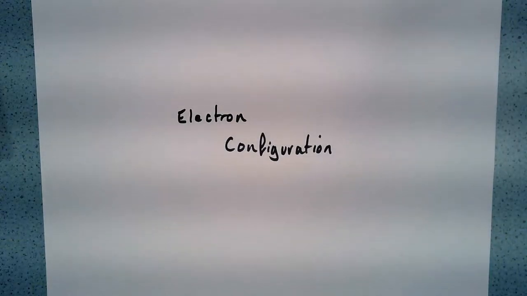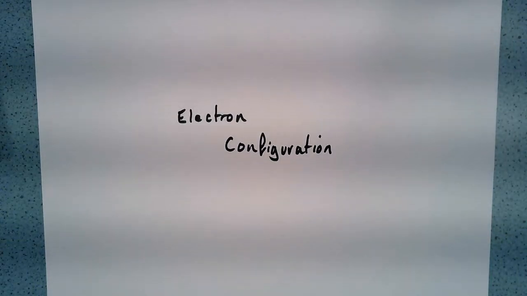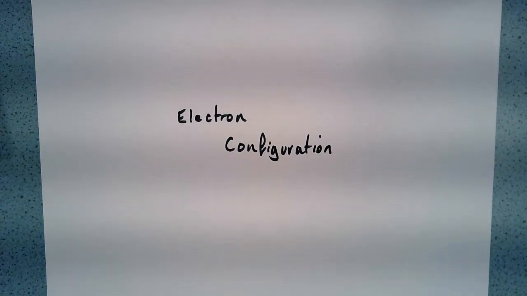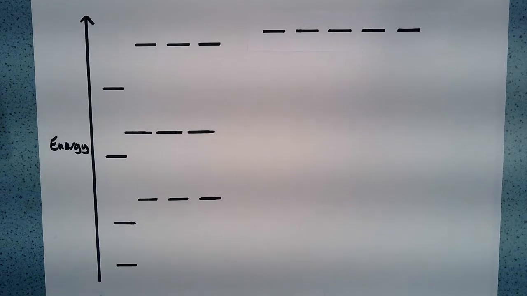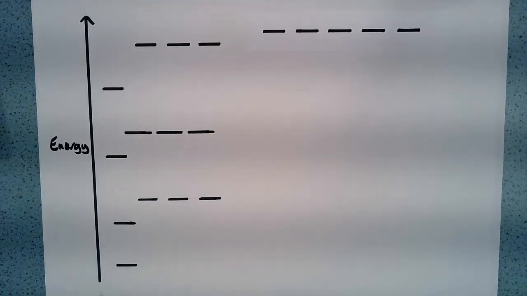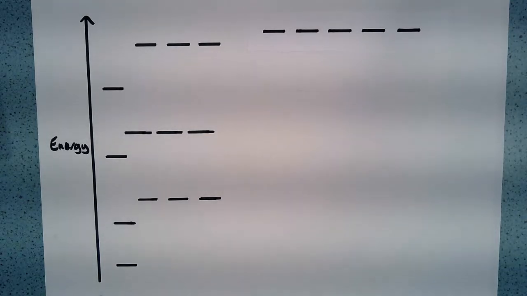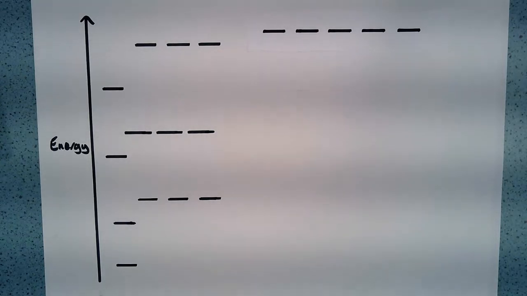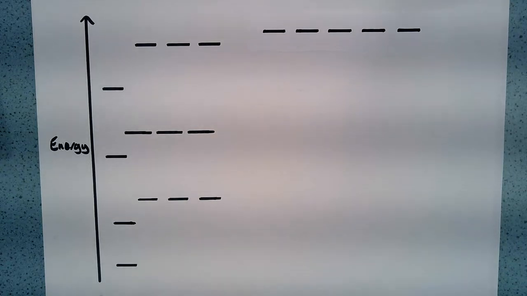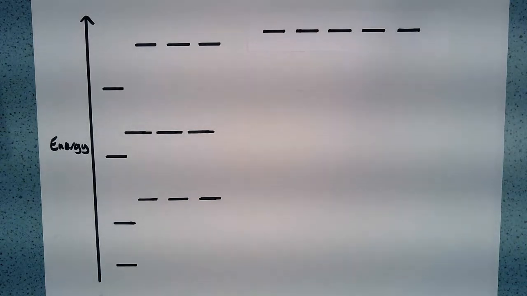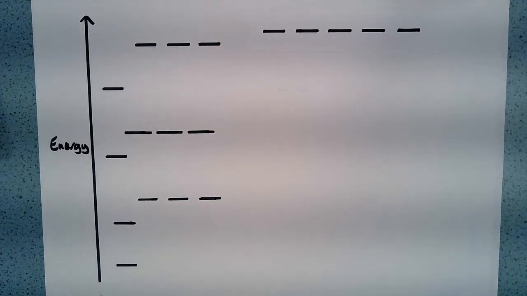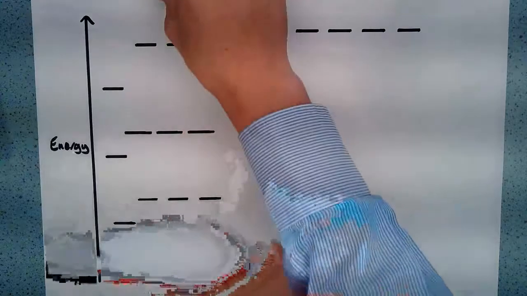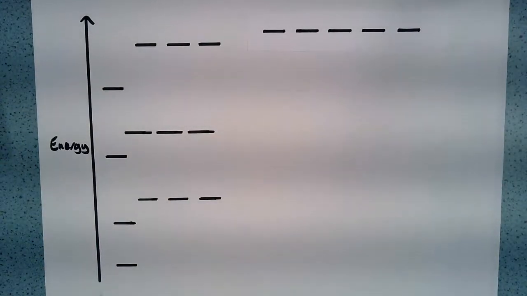Let's have a look at how we would write an electron configuration using our more advanced structure of the atom. In the last video I showed you that there are different energy levels and different orbitals, and the number of different orbitals present in an atom. What I've got here is a graph where we have energy as our y-axis. We have the lowest energy at the bottom and the highest energy at the top.